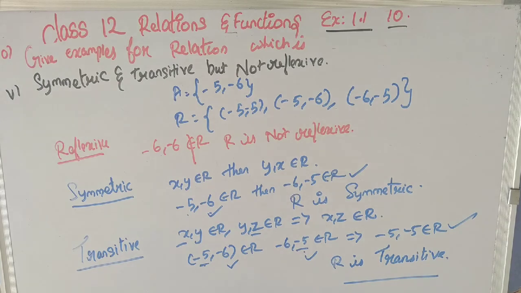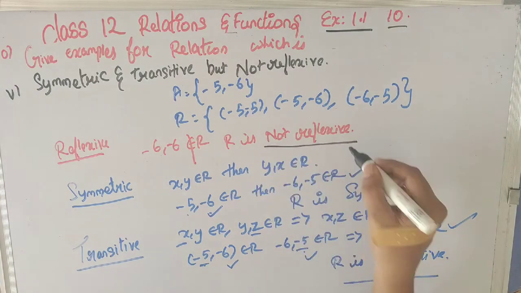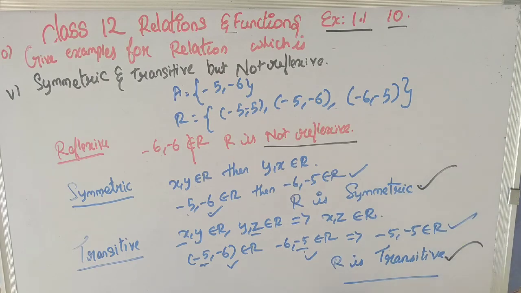Therefore, the relation R is transitive. Do you understand? So, we have given an example for a relation which is not reflexive but transitive and symmetric.